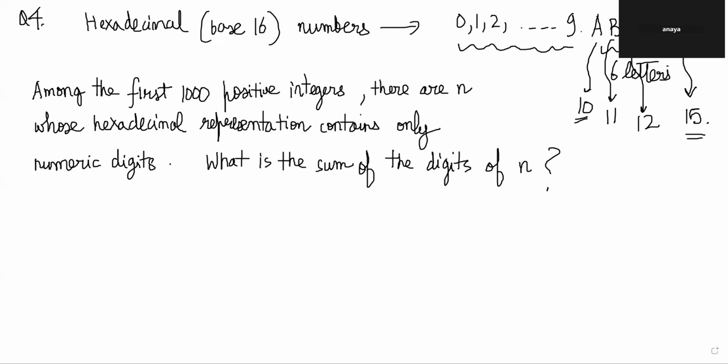Would the answer be 9? How many such numbers are you getting? 153. Because 99 would be the last base 16 number you could write without any letters, and 99 is 153 in base 10. What are you talking about? 99, like 99 base 16. You have to look among the first 1,000, not the first 100.